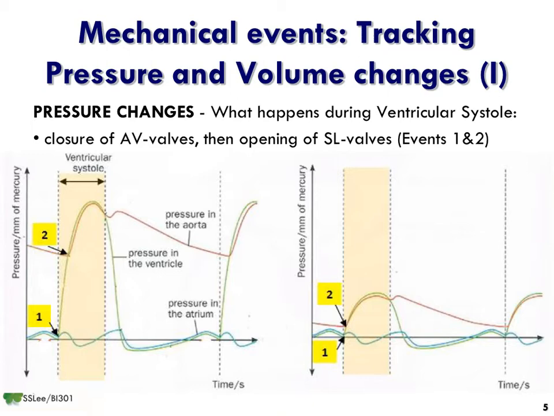When the ventricular pressure exceeds the pressure of the atrium, atrioventricular valves close to prevent the backflow of blood, shown by point 1. When the ventricular pressure further exceeds aortic pressure, semilunar valves will open to allow blood to flow, marked by point 2.